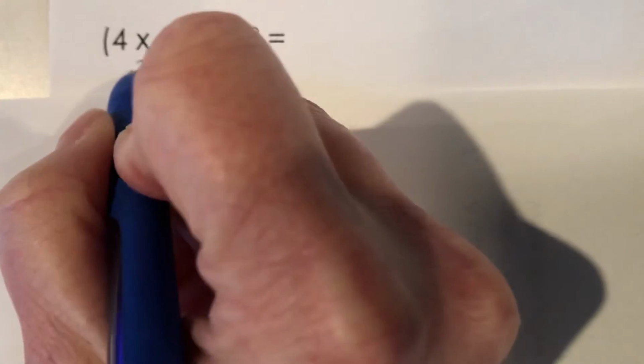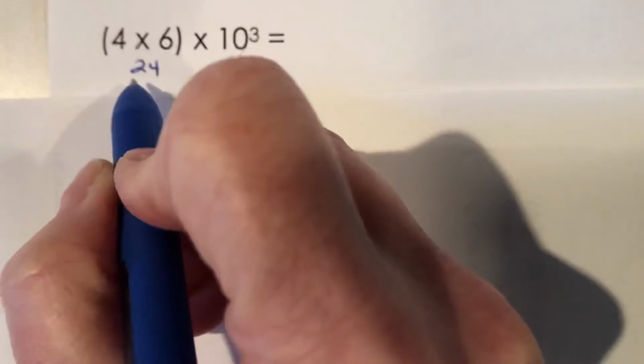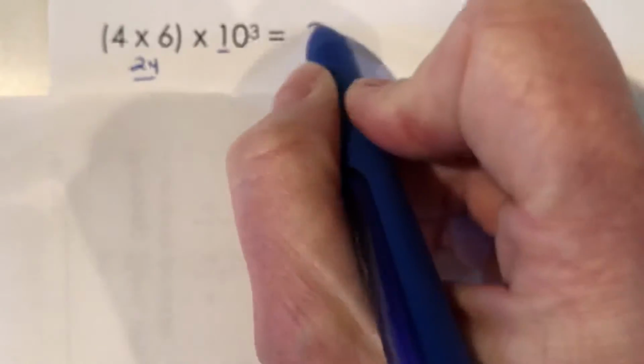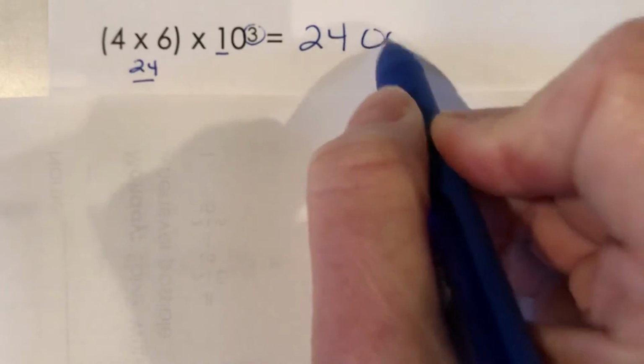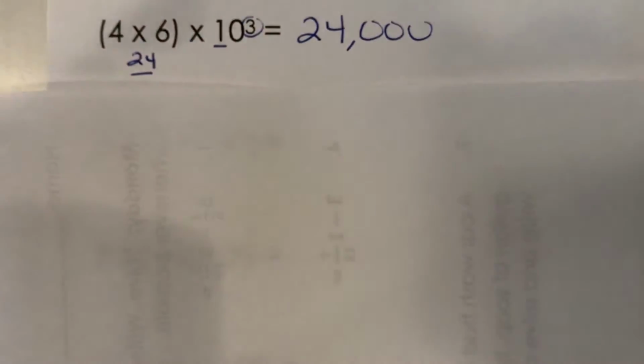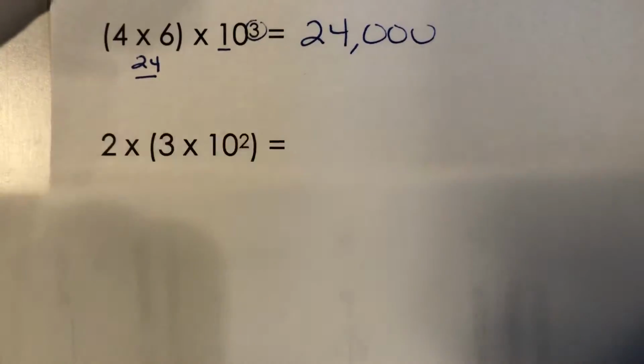All right, next one, 4 times 6 in parentheses. So the quantity of 4 times 6 times 10 to the 3rd power. Go ahead and press pause. Press play when you're ready. 4 times 6 is 24. So I'm going to have 24 times 1. And this 3 tells me I need 3 zeros. 1, 2, 3. So 24,000 is what you should have.